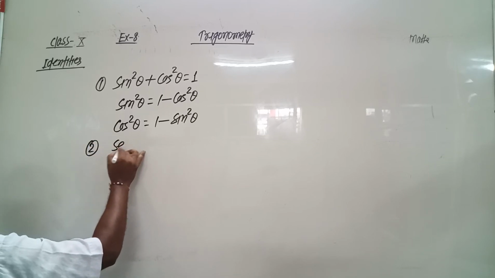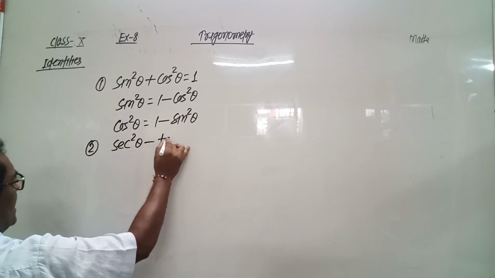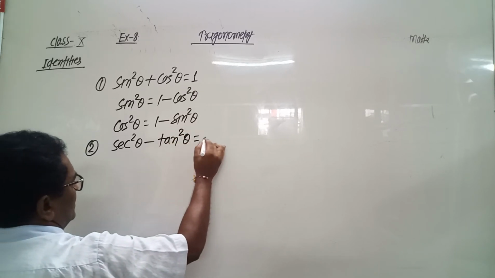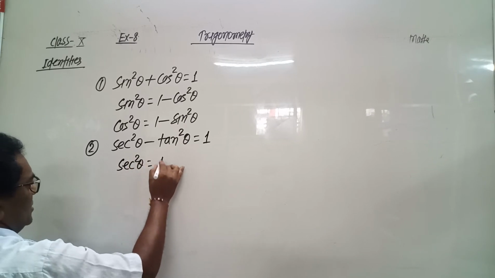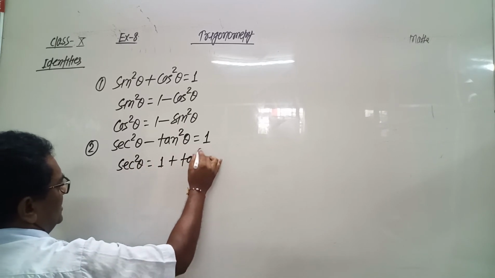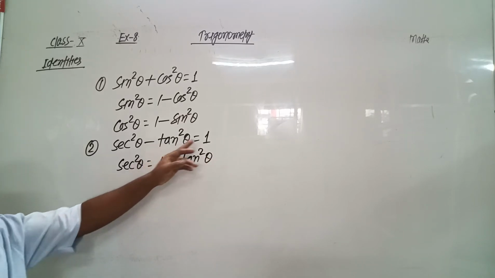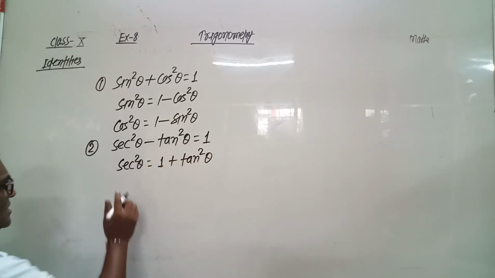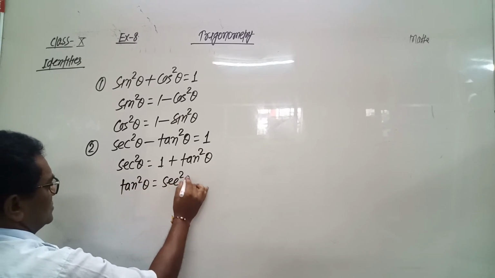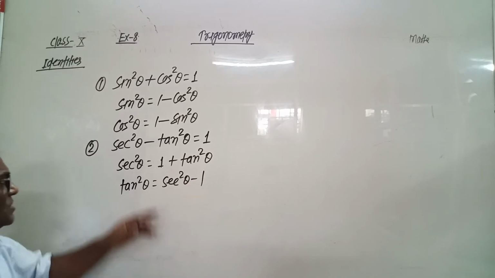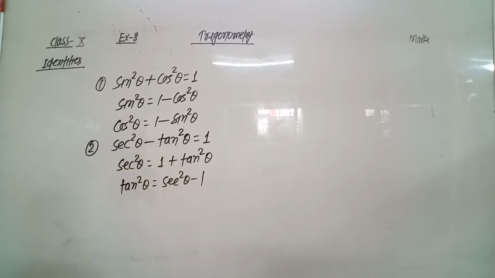Second pair, sec square theta minus tan square theta equals to 1. And sec square theta equals 1 plus tan square theta, because minus tan square theta goes to the right side and becomes plus. And tan square theta equals to sec square theta minus 1. So if you have remembered sec square theta minus tan square theta equals to 1, then you can write the other 2 formulas from this.